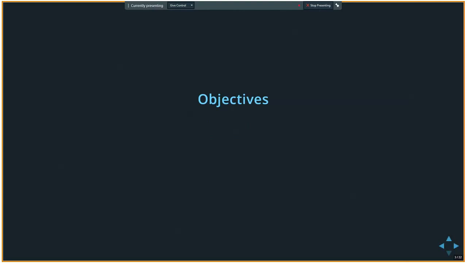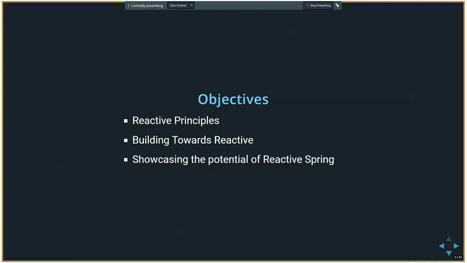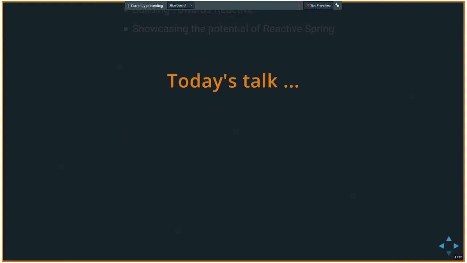In doing that, we're going to go over some basics. So first, we're going to go over the Reactive Principles again, just to get up to scratch for the rest of the talk, so to understand what we're doing. And then we're going to build towards Reactive. So we're going to go from the principles of Reactive. We're going to attempt to build our own reactive system. And then we're going to showcase a little bit of Reactive Spring's potential and continue a little bit on what we did last time. So it's going to look something like this.